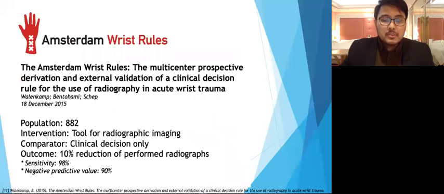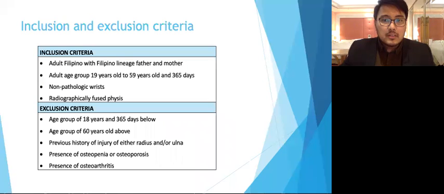So on this slide is a prospective cohort study that evaluated the validity of the Amsterdam wrist rules. So they concluded that this tool had a high sensitivity and high negative predictive value for fractures and dislocations involving the wrist. So thus, this was a good and objective decision-making probability model for my patient selection in this study.